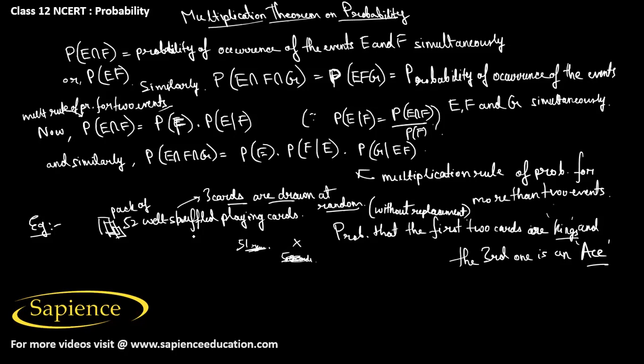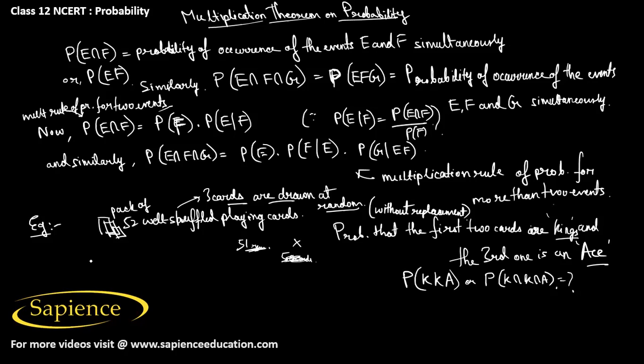Here we need to find the probability that the first two cards are kings and the third one is an ace. So it should be the probability of getting a king, then one king, and then one ace. This we have to find.